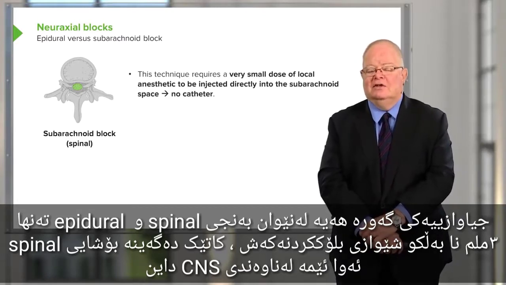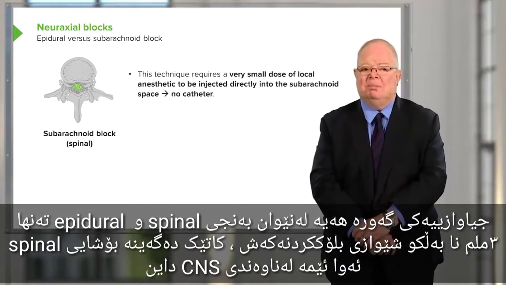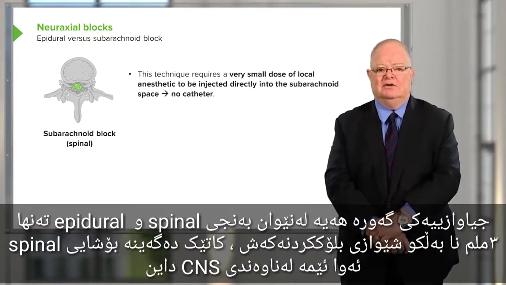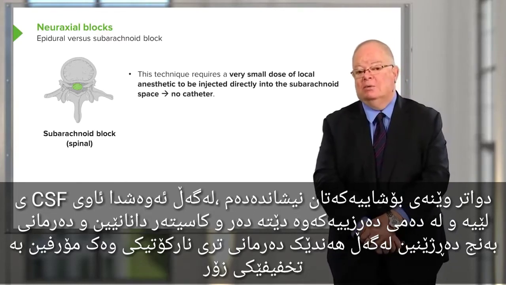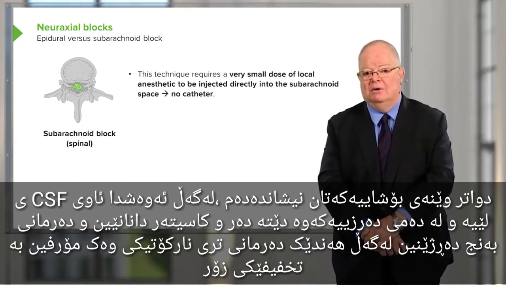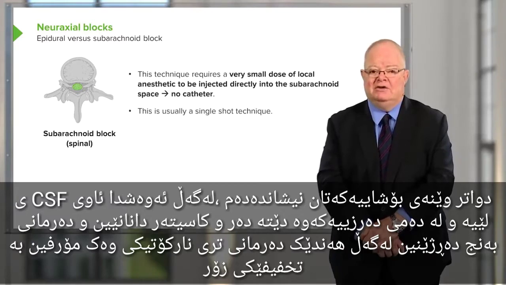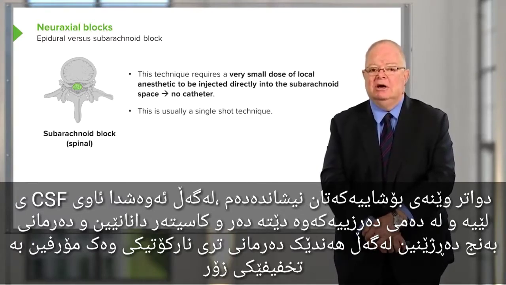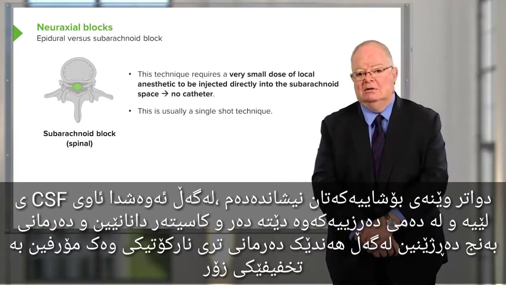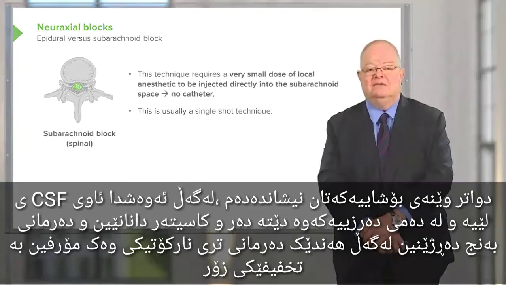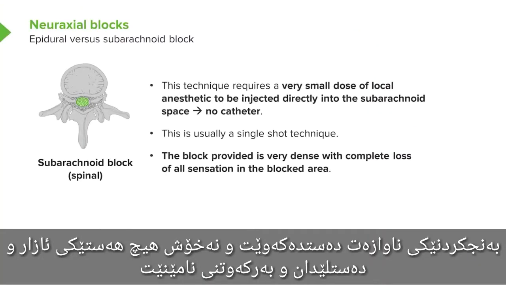The first thing is that when you get into the spinal space, the subarachnoid space, you're actually in the central nervous system. And you'll see in a picture I'm going to show you in a moment that you get cerebral spinal fluid dripping out of the needle. You do not place a catheter in this situation. You merely inject local anesthetic, sometimes with very dilute morphine or other narcotic, into the space. You get a very profound block.